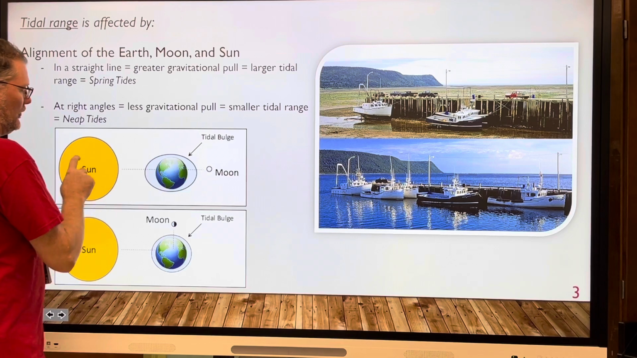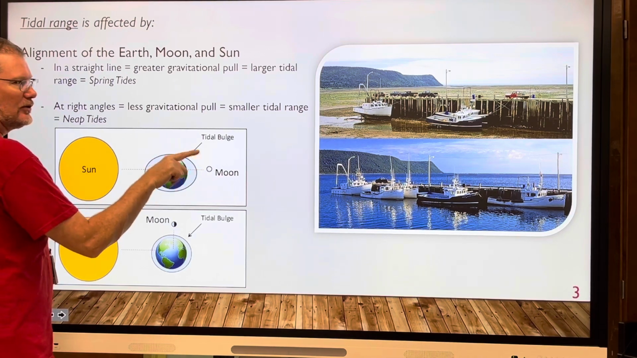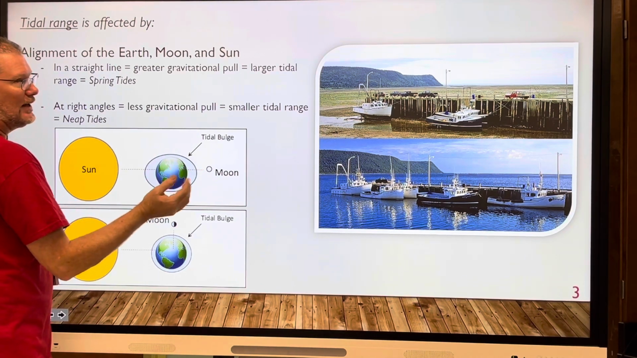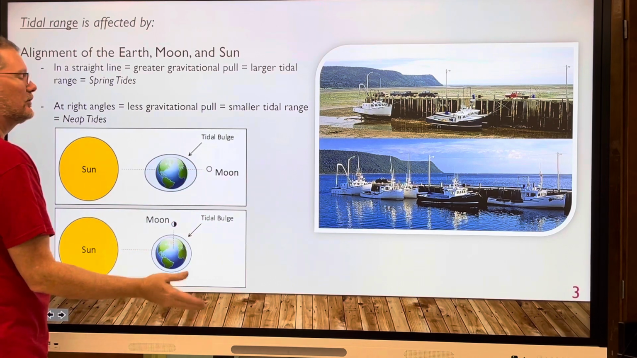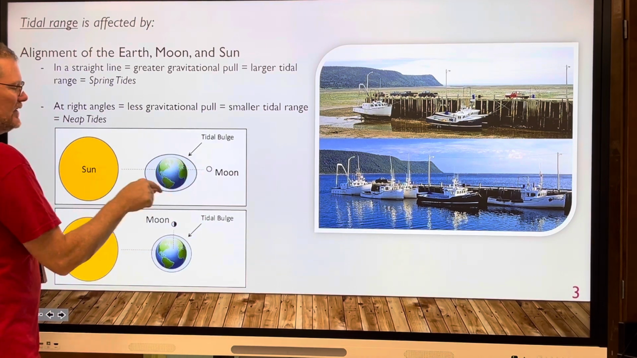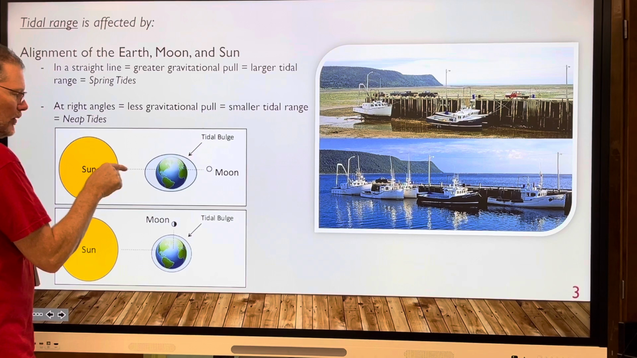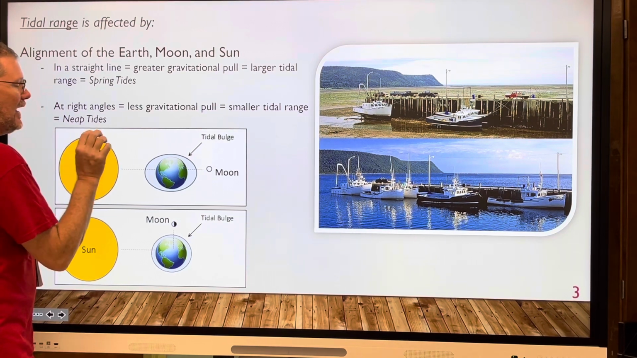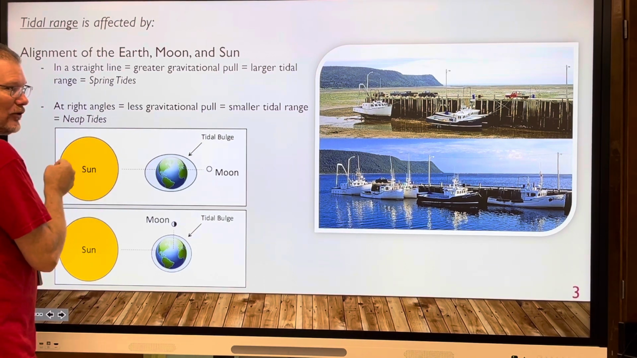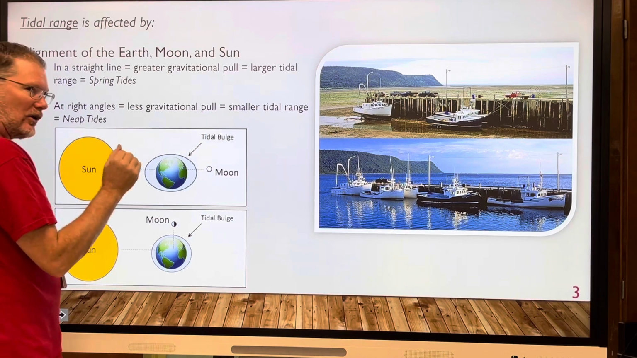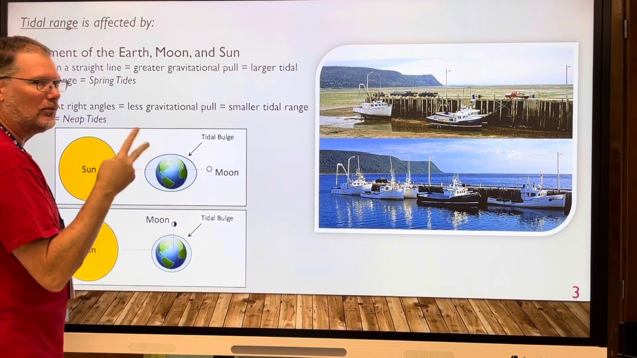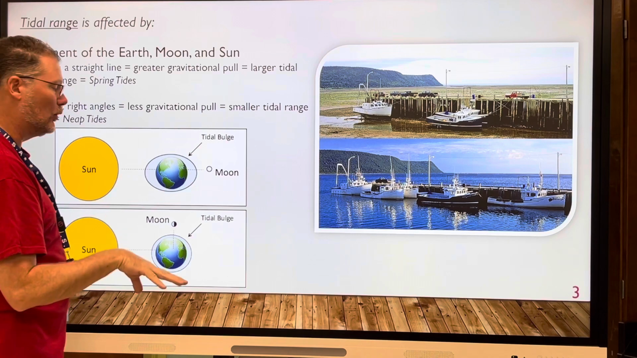Full moon, the sun is going to light up the whole face of the moon. So on full moons, you're going to have higher highs and lower lows. If the moon were here, that would be a new moon, and you would have the sun and the moon pulling in the same direction, and you would have higher highs and lower lows as well. So twice a month, you're going to have higher highs and lower lows.